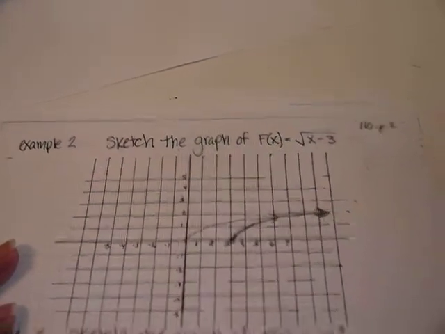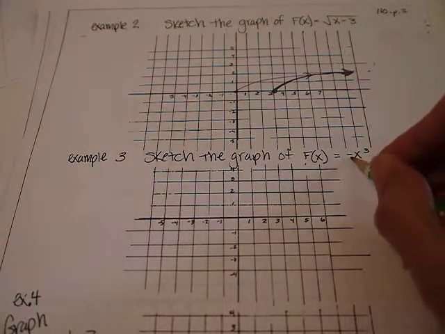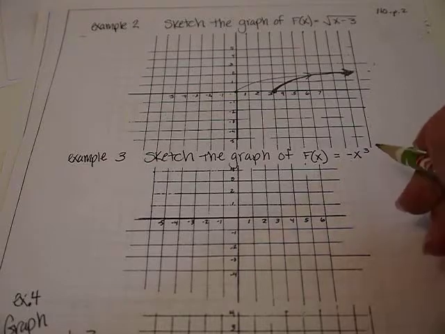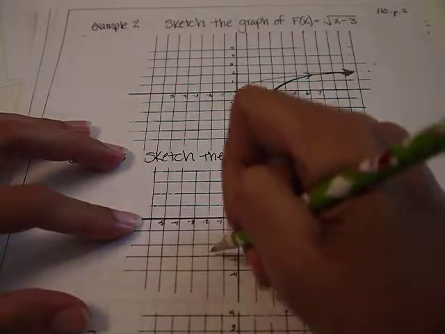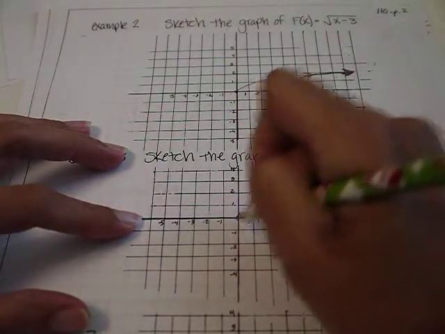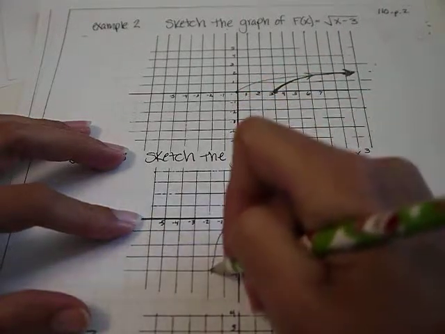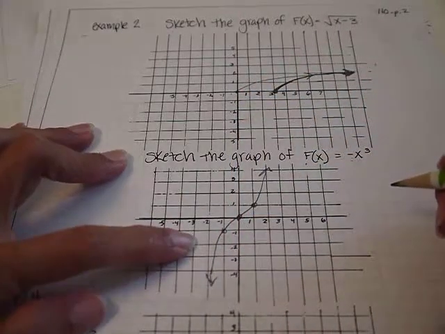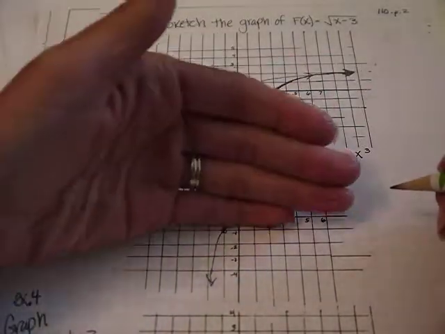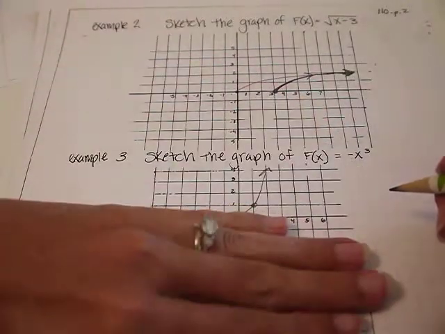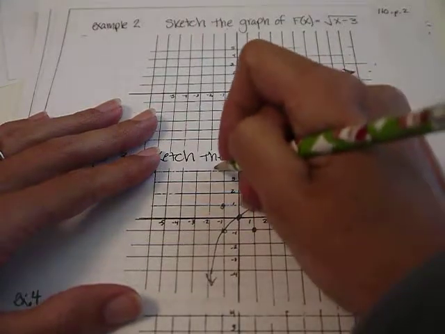Sometimes we have a reflection, and that is when you have a negative out in front. When it is negative, everything just flips or reflects over the x-axis. So here is the parent cubic function. Okay, but now we are going to flip it over the x-axis. So what was up here is going to flip down here. So this was up here, and this was up here, so it's actually going to look like this.